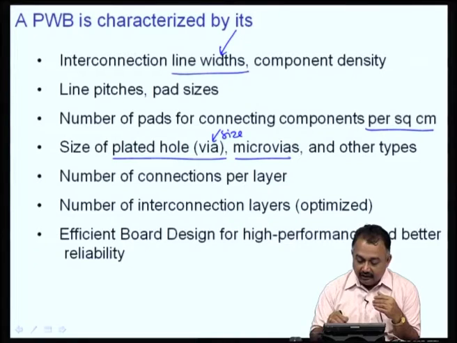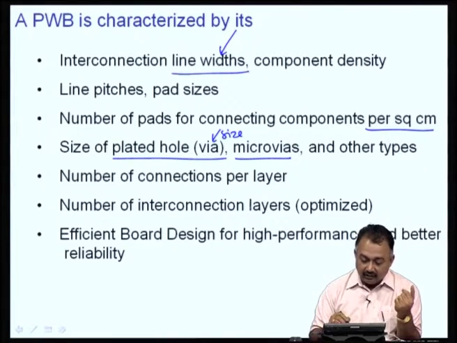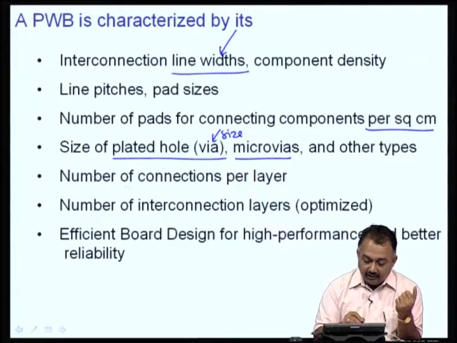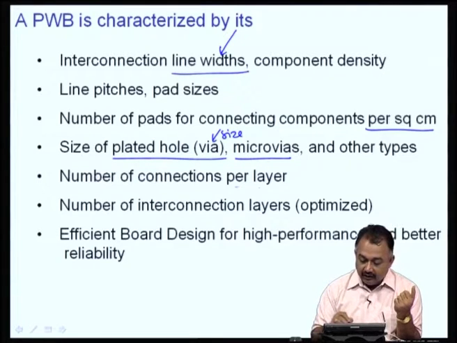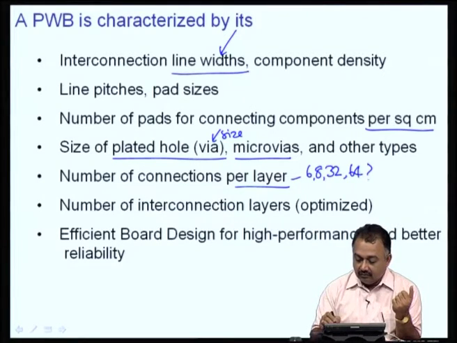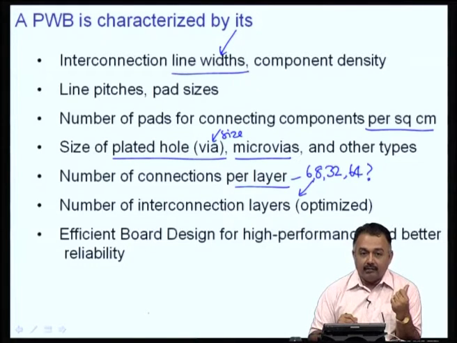Micro vias, do we need them? What are the methods to create micro vias and other technologies? Number of connections per layer. So, how many layers can you have? Can you have 6 layers, 8 layers, 32 layers, 64? We are going to see that. The number of interconnection layers has to be optimized. Efficient board design for high performance and better reliability.